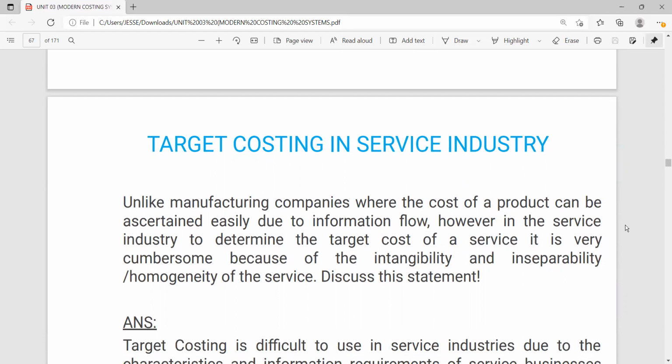So some features of the service industry: it's intangible. Like if you go to a bank to perform a transaction, it's quite intangible. If you go to the barber shop to get a haircut, it's an intangible service. Even though the outcome can be seen in terms of a haircut, the process of offering that service is intangible.